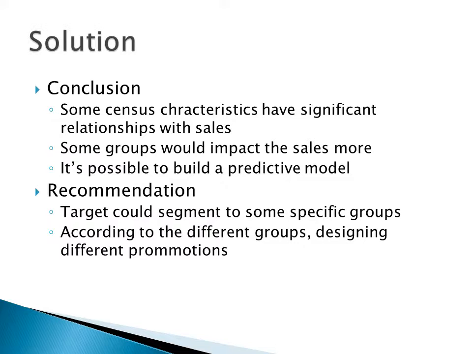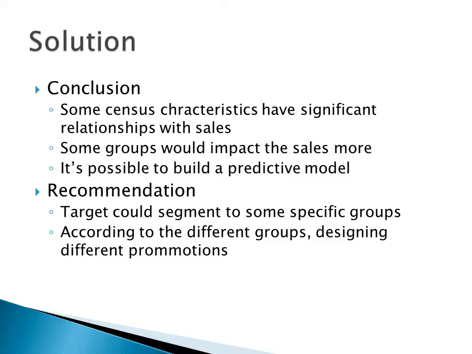And the solution for the analysis. There are some conclusions I have after the analysis. First, some census characteristics really have a significant relationship with our sales. For example, population, income, employment, and the percentage of household cluster distribution in the urban centers or cities or rural or small towns. These variables have a moderately positive relationship with our sales.